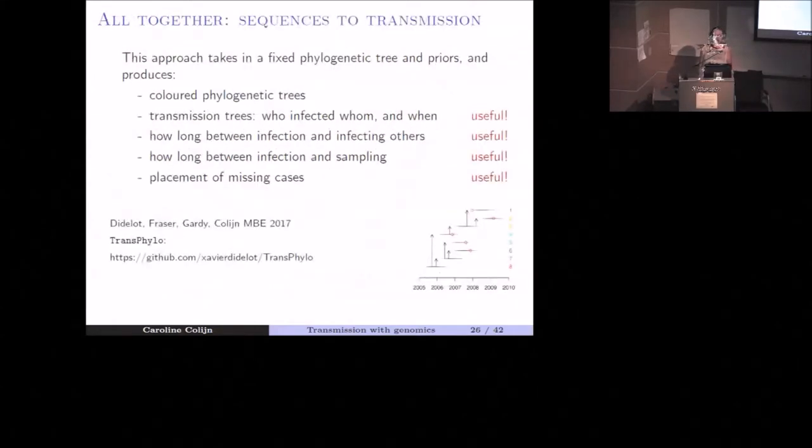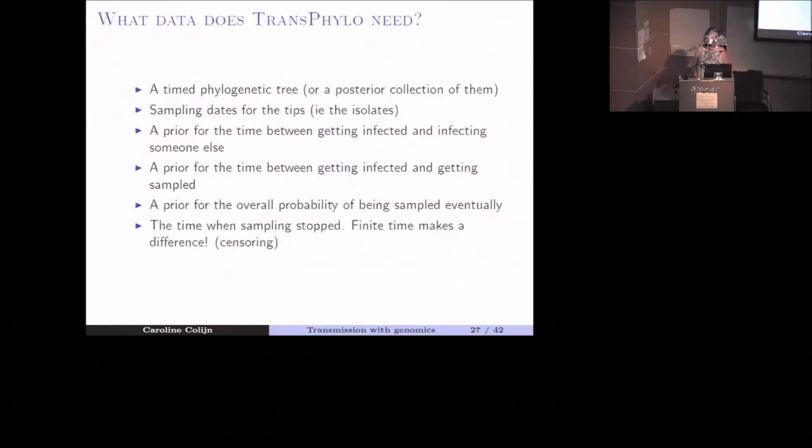All right. So we hope that this information is actually useful for public health. Who infected whom and when might be useful, and how long between these things might be useful. We have an R package. You can do this yourself. There's a vignette up there. You can simulate. In fact, this is the tree from that vignette. So if you go to the website, you'll see this tree. Xavier Didelot, who was at Imperial, just moved to Warwick, developed the R package with us.